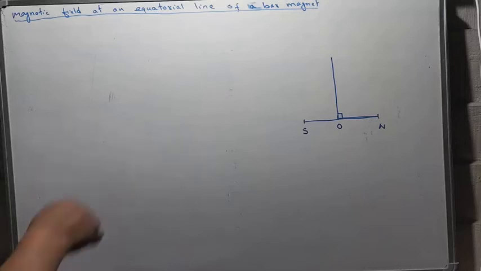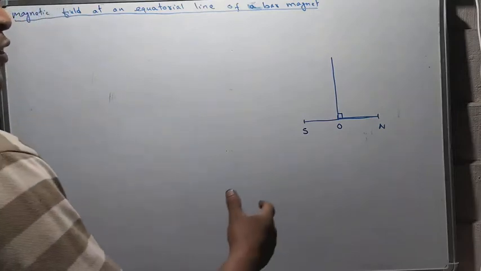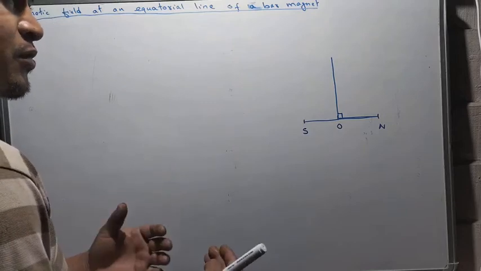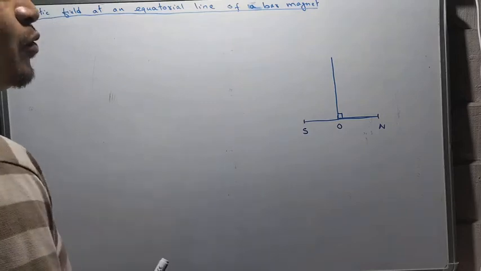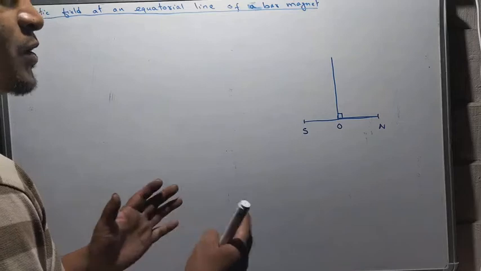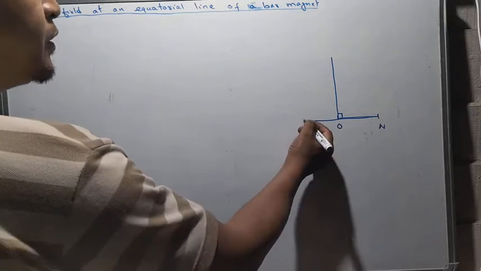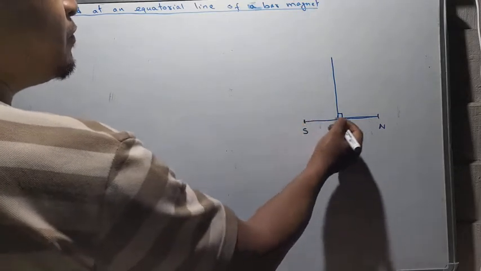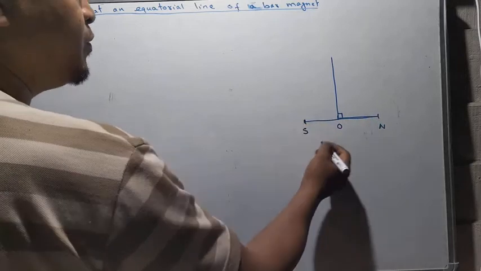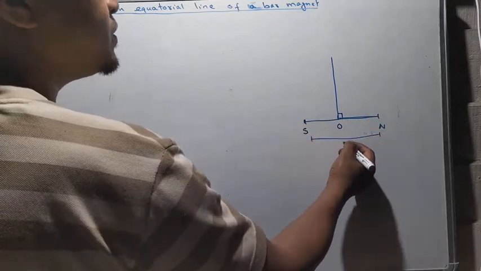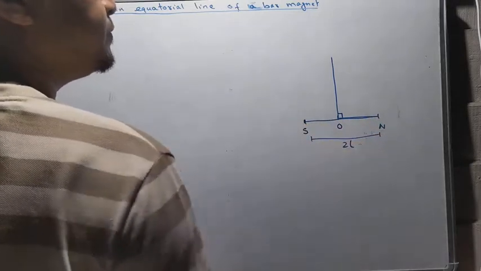Magnetic field at an equatorial line of a bar magnet. So we know a bar magnet is a magnetic dipole which consists of two equal and opposite poles. Okay, so let us say that this is a bar magnet which constitutes a south pole and a north pole, and these two poles are at a distance 2l.